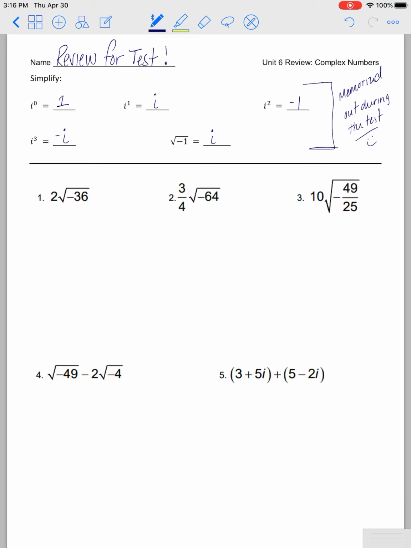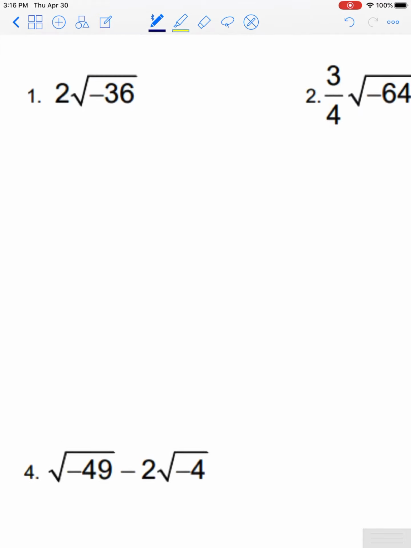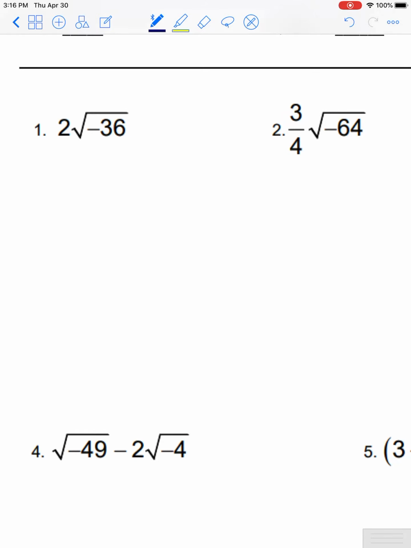All right, so I'm going to run through these. After I go through these questions, if you're still confused on anything, reach out to me. We can do a Google Meet at whatever time works best for you, or you can meet me live during the office hours. Okay. All right, so let's start right here with number 1.